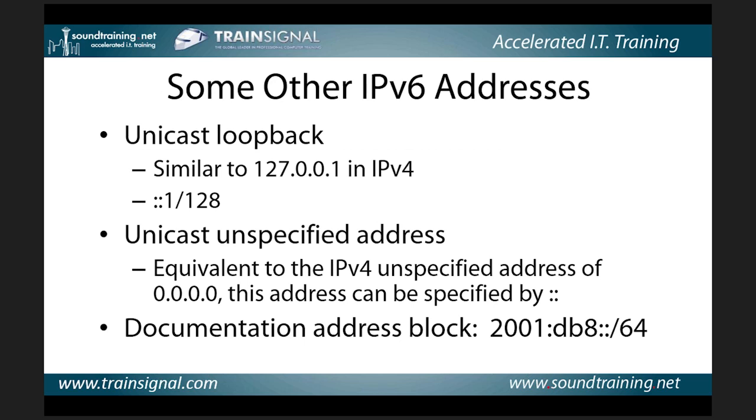There are some other IPv6 addresses, as you'll recall from IPv4, with the loopback of 127.0.0.1. We have that as well in IPv6. It's ::1/128. We also have the Unicast unspecified address, which is equivalent to the IPv4 unspecified address of 0.0.0.0 used for setting default routes. This address can be specified by simply ::. And then the documentation address block of 2001:DB8::/64. And you'll see us using that as we get into the demonstrations.